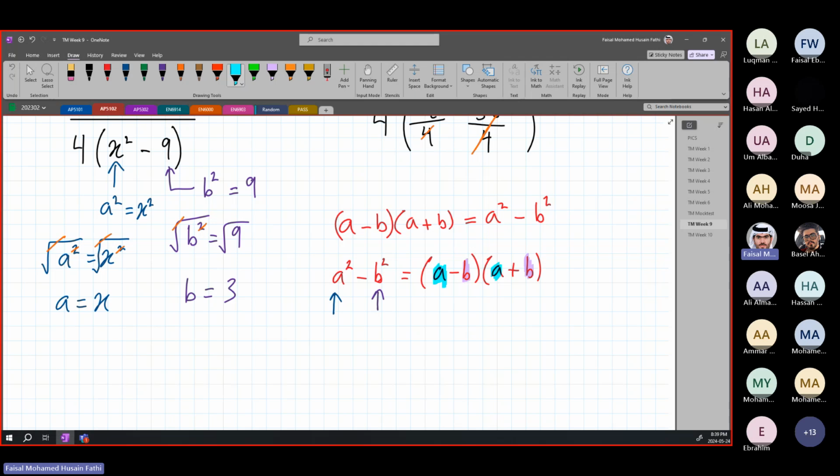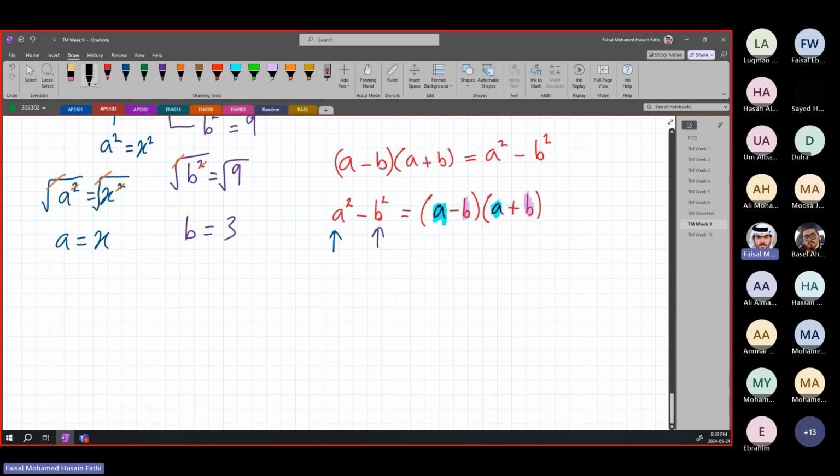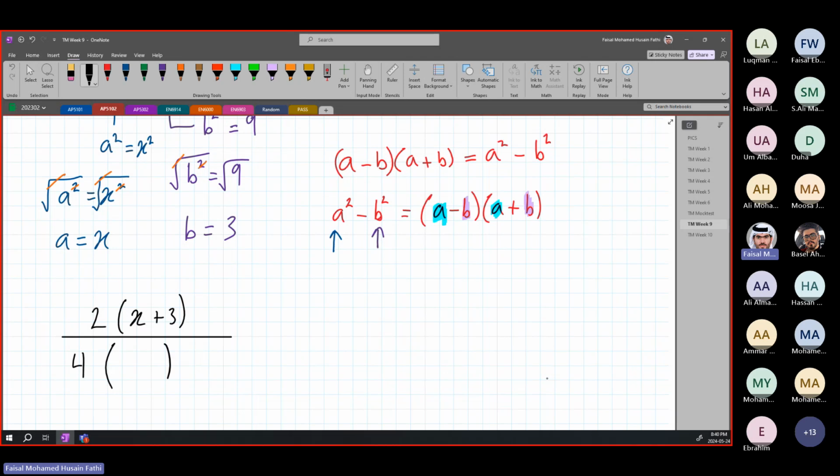in the factorized form. We want to do the factorization, which is factorizing into this form over here. So the numerator will not change, which is 2x plus 3. For the denominator, the 4 is outside as a common factor. The first part is our a squared minus b squared. This is in the form of a squared minus b squared, so we want to put it in a minus b and a plus b form. So we have two brackets at the bottom: a minus b and a plus b.